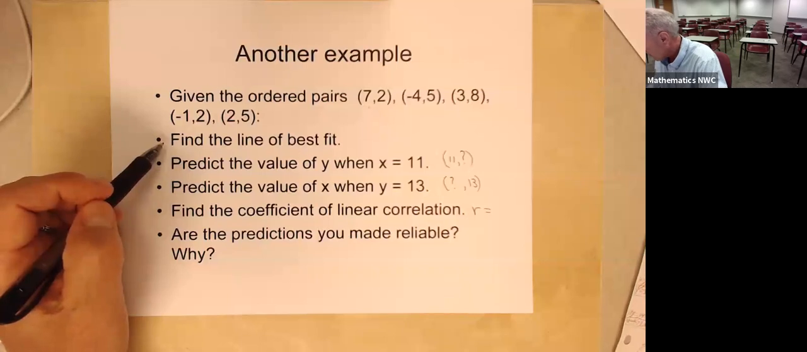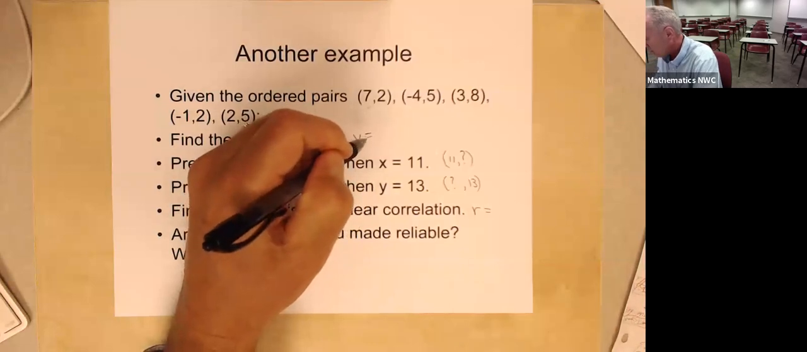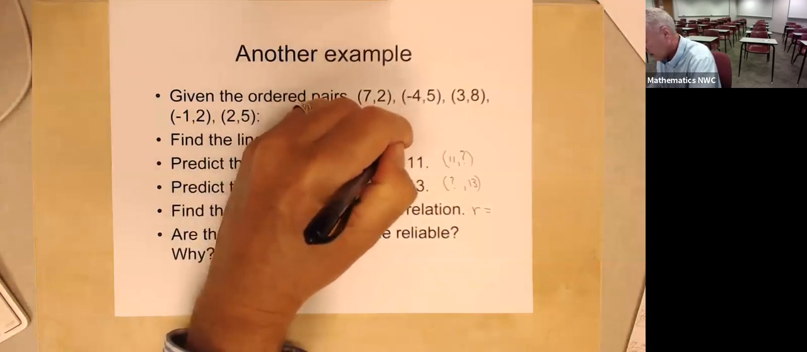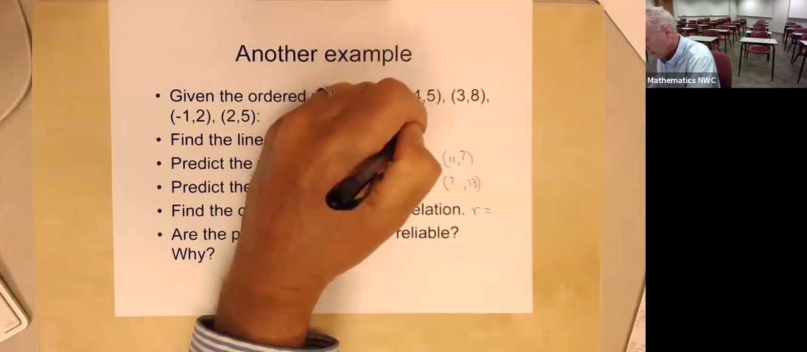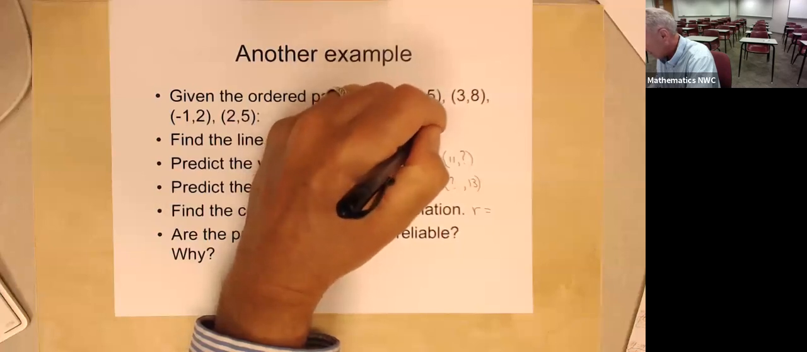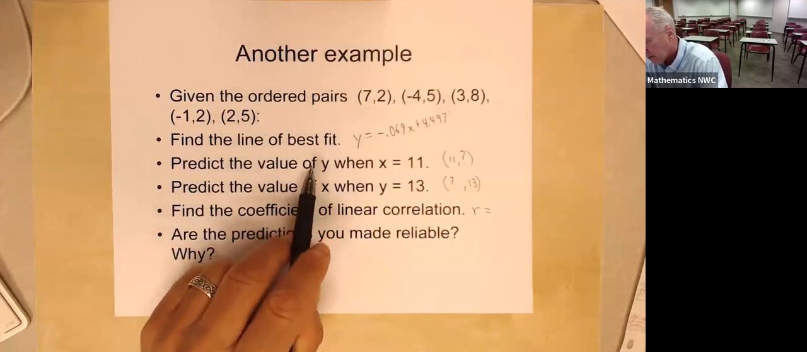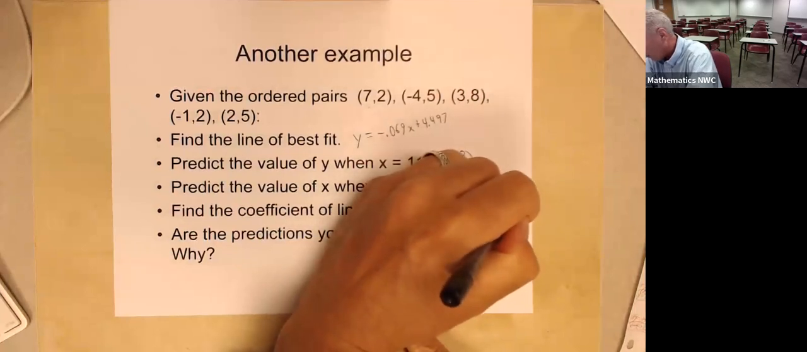It is Y is equal to negative 0.069x plus 4.497. That's your line of best fit. Your R will turn out here to be a negative 0.115.